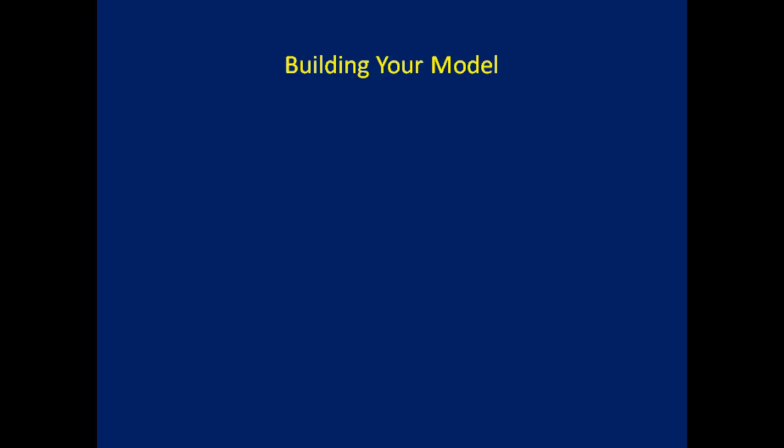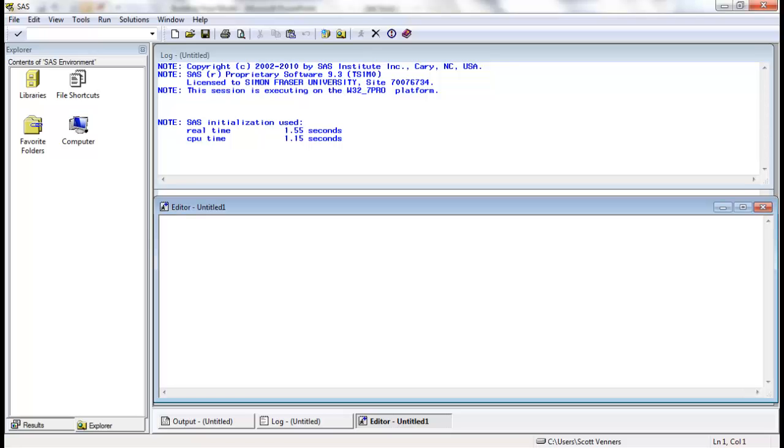In this video, we're going to get to build our model and finally test the association between our exposure variable and our outcome variable. So I'm here in my SAS program, and the first thing that I want to do is create a libname statement that I can use to bring in my working data.